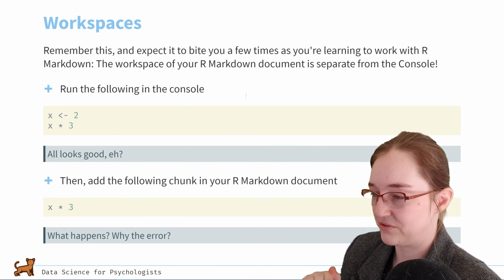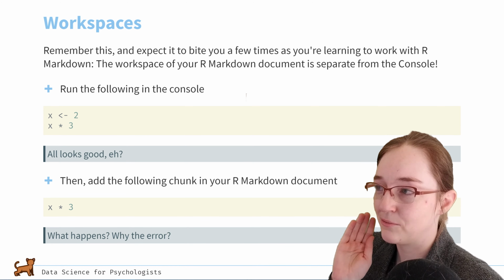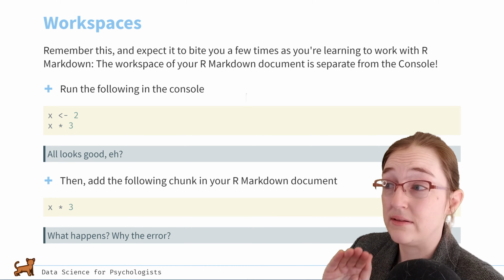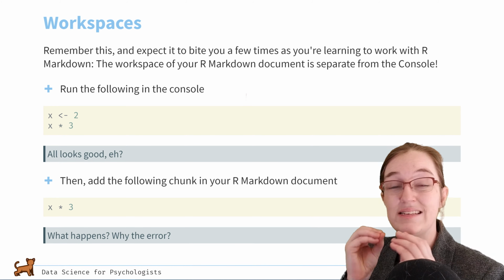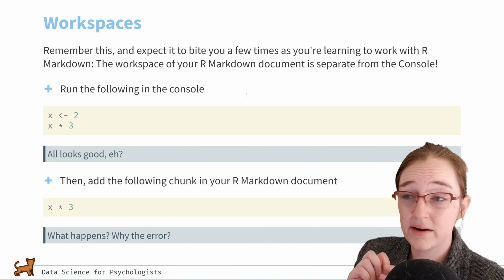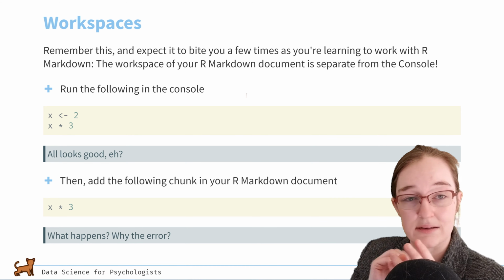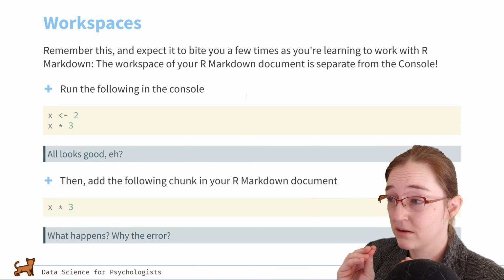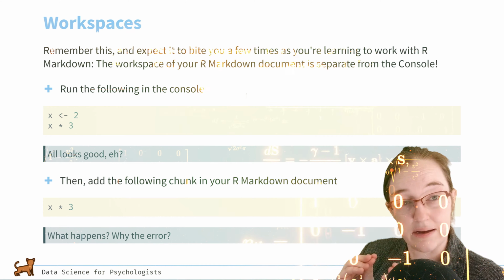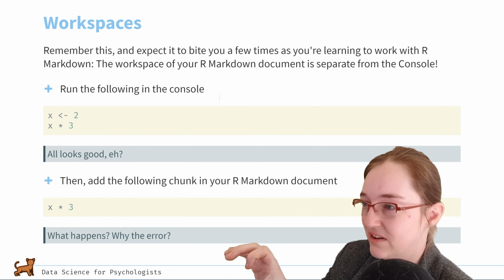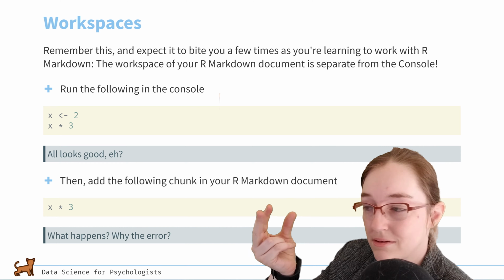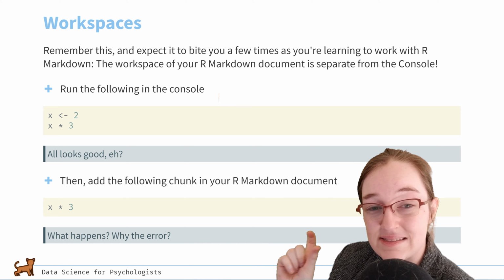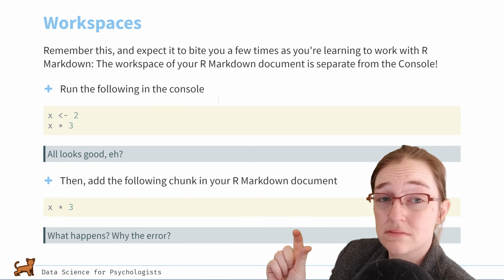Before we go too much further, I want to talk about workspaces. As you work with R, you have to remember that the workspace for your Markdown document is separate from the console. So if you run a basic assignment where x gets 2, and then ask it to multiply x by 3 to get 6. Yeah, 6. If you do it in the console, it looks great. But if you add that to a Markdown document, just that last little line, it breaks.